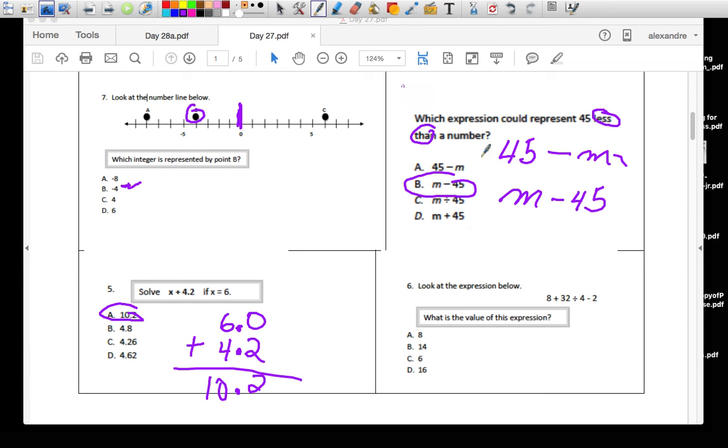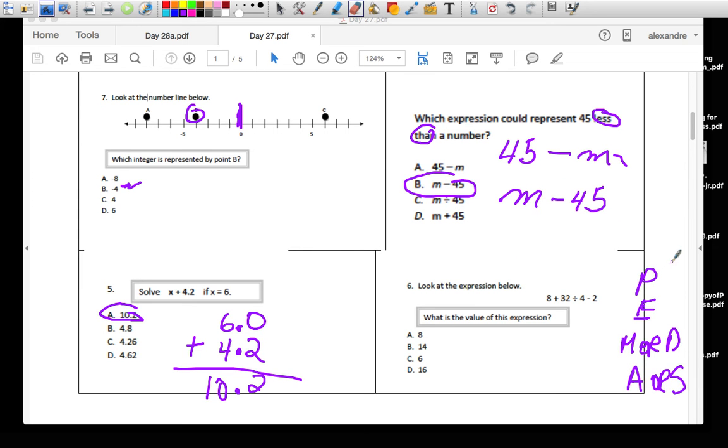Look at the expression below. What is the value? Order of operations. So if you want to write this, it doesn't kill you. P, E, M or D, and then A or subtraction, whichever comes first. Never was a big fan of PEMDAS. I'd rather you remember the order.